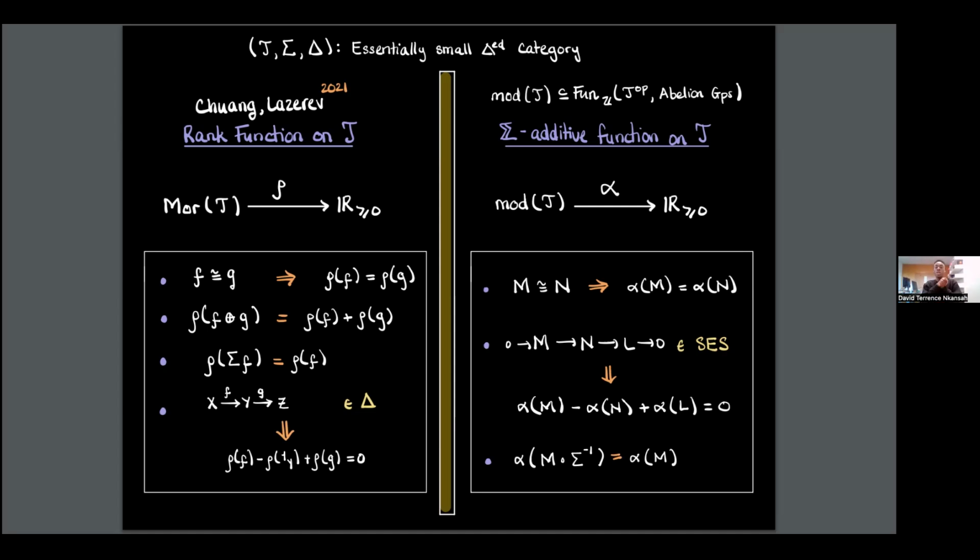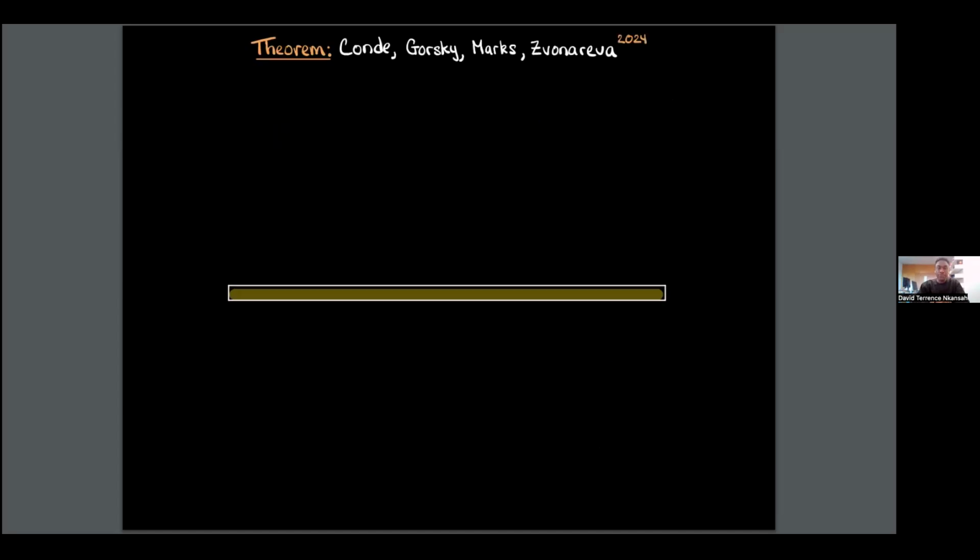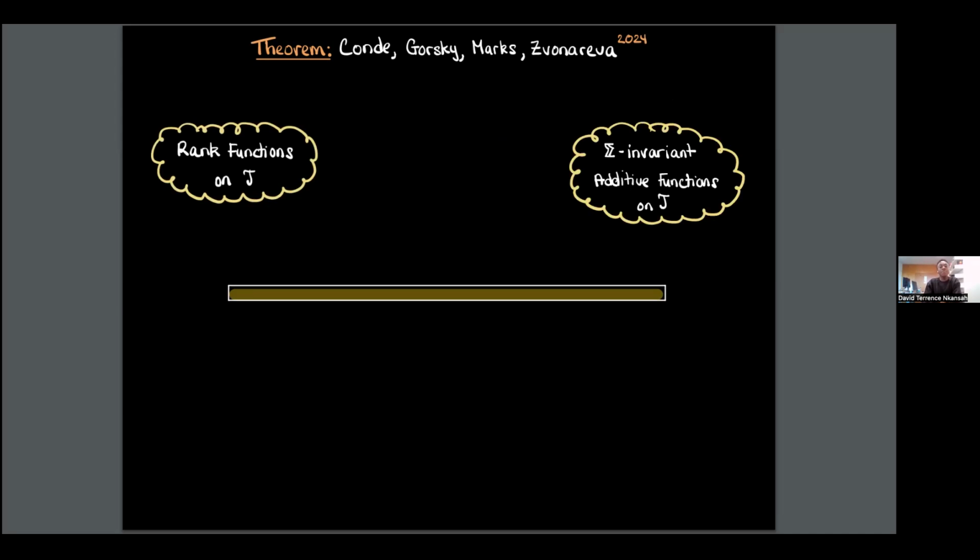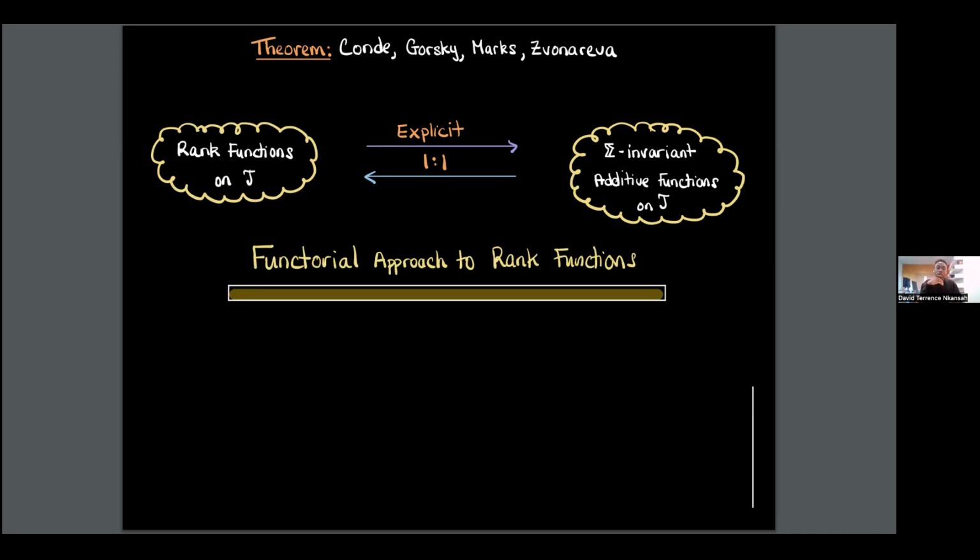Okay, so one question you could ask: are there any connections between these two classes of things I've just defined? In a four-author paper by Conde, Gorsky, Marks, and Zvonareva in 2024, they showed that actually these two classes of objects have a one-to-one correspondence between them. And it's an explicit correspondence that they give. There are explicitly defined maps. Now, the cool thing about this is they give this little tagline in their paper, which is bringing the notion of rank functions to a functorial view.